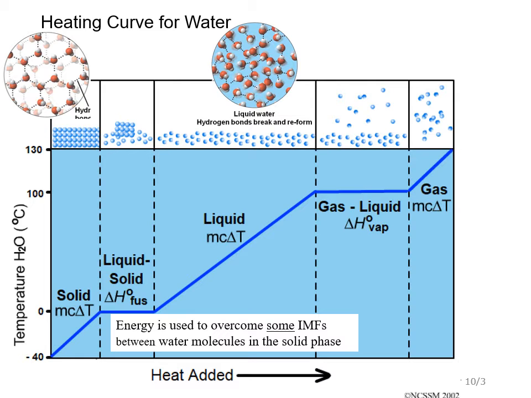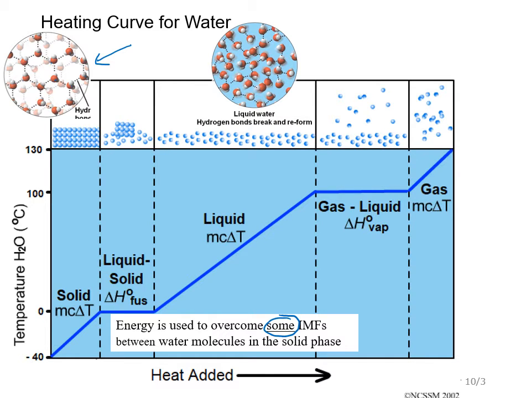So in the solid phase, if we're looking at water, we have intermolecular hydrogen bonding between each and every one of the water molecules. So they're held very rigidly in place. Once we begin to add energy, however, some of the IMFs will be overcome and the water will go into the liquid phase.